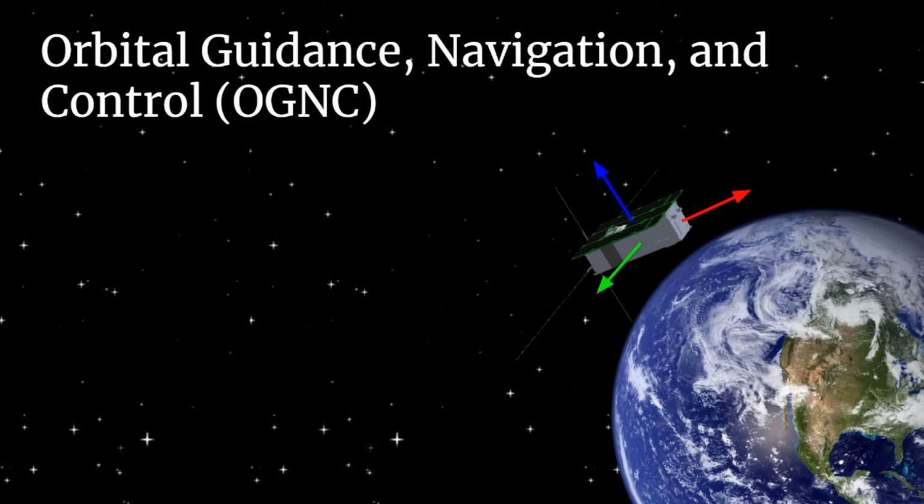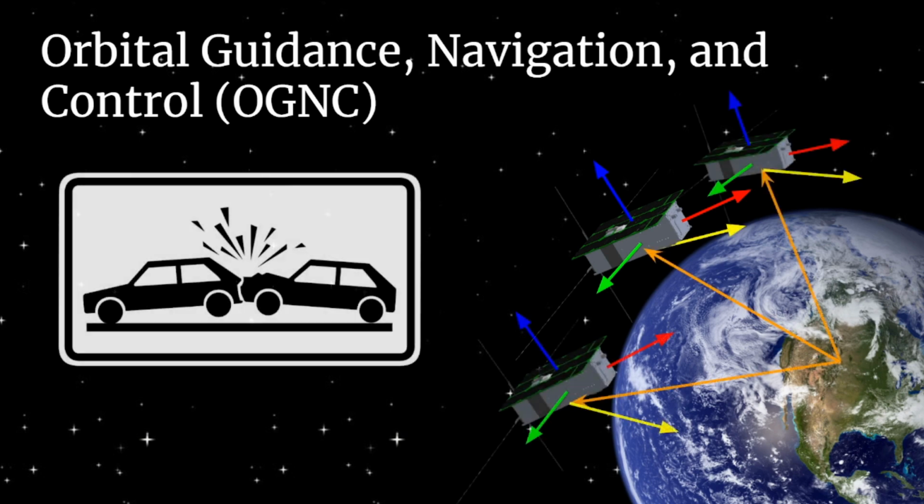The ADCS tells us how the spacecraft is oriented, and the Orbital Guidance Navigation and Control subsystem tells us the position and velocity of the spacecraft at a given time. The position, velocity, and time data is used to achieve formation flying, avoid collisions ahead of time, and to reconfigure the swarm.